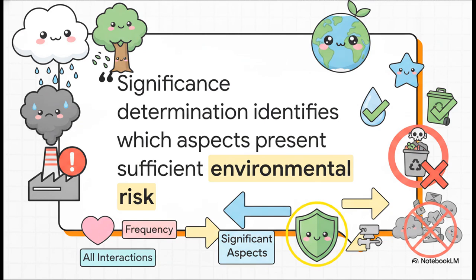Because, let's be real, you can't tackle everything at once. This is where risk-based thinking becomes absolutely crucial. You need structured, documented criteria like the severity of an impact or the frequency of its occurrence to determine which aspects are truly significant and actually demand your immediate focus and budget. You just can't treat every single environmental interaction with the exact same level of severity. As the saying goes, if you try to prioritize everything, you prioritize nothing.